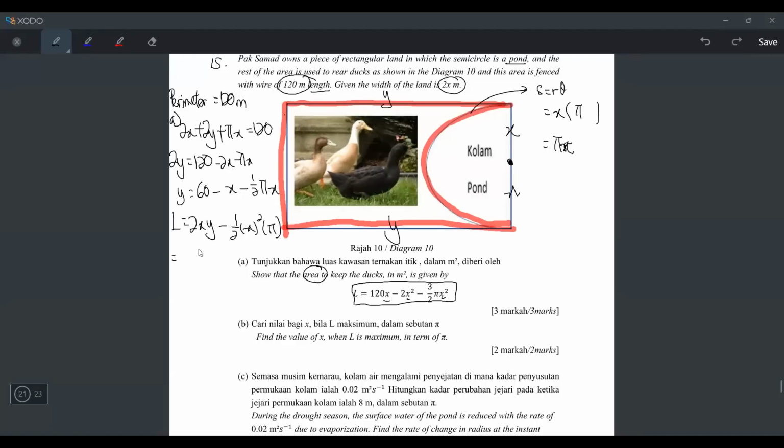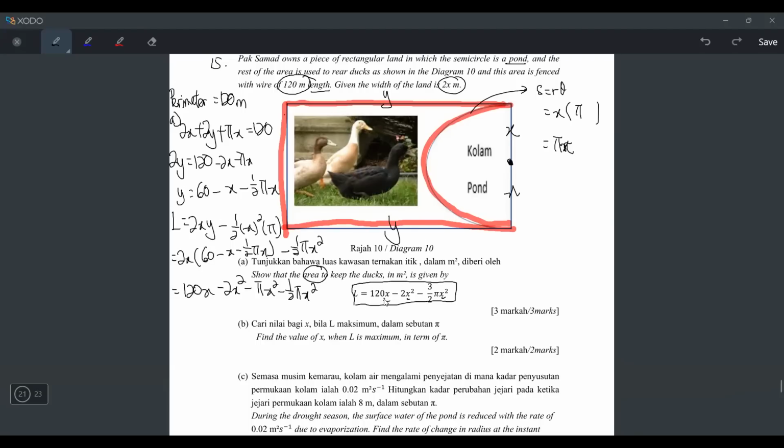So what you do now is you will try to simplify this. For 2xy, instead of writing y, I will write 60 minus x minus 1 over 2 pi x, and then minus the pi I can multiply with 1 over 2. I will end up with pi. Okay, let's not do that. Let's just write 1 over 2 pi x squared. Yeah, just like this. And then now I will take this one, expand the bracket, times inside. So 2 times 60 is 120x, 2x times x is negative 2x squared. And then here negative 2 times 1 over 2 cancel already. So just left with x times pi x, which is negative pi x squared, and then minus 1 over 2 pi x squared. So now do you understand why I found y here?